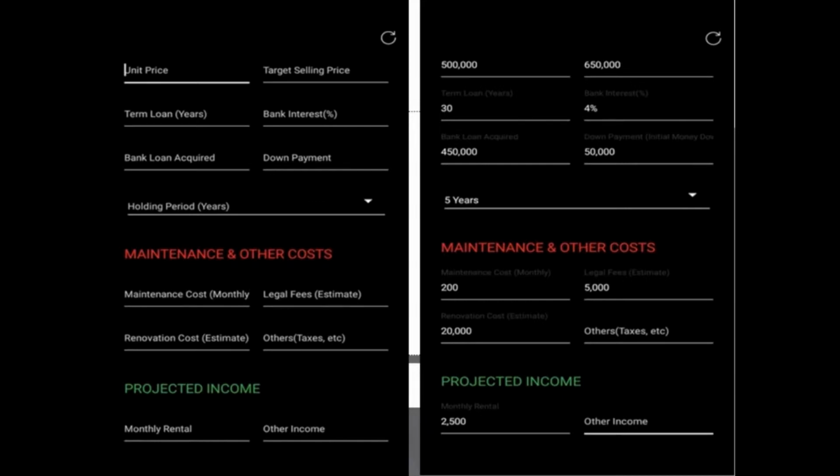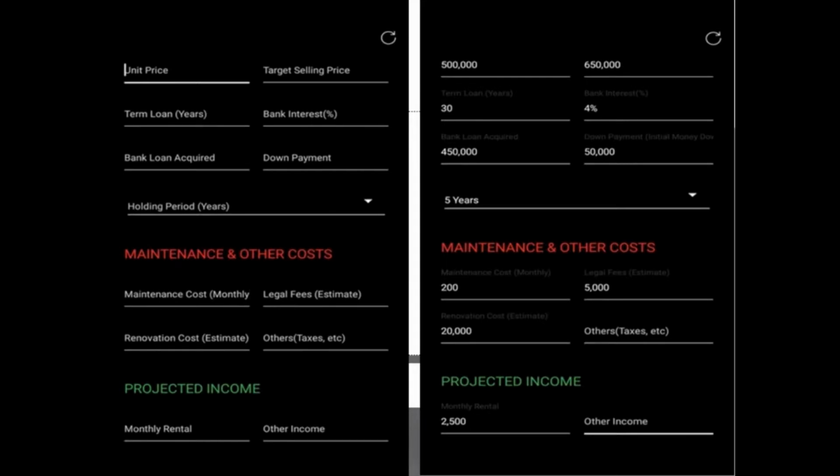And the term loan is the number of years which you plan to hold, not hold this property, but your contract with the bank. What is your loan tenure, basically? And your bank interest rate is the interest rate provided by the bank to you. The bank loan acquired is the actual loan acquired, the loan amount. So on the right hand side, you see if you put a down payment or an initial money down of 50,000, you're looking at 450,000 if the price of the property is 500K.